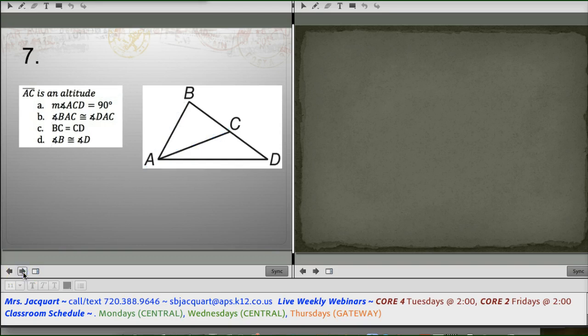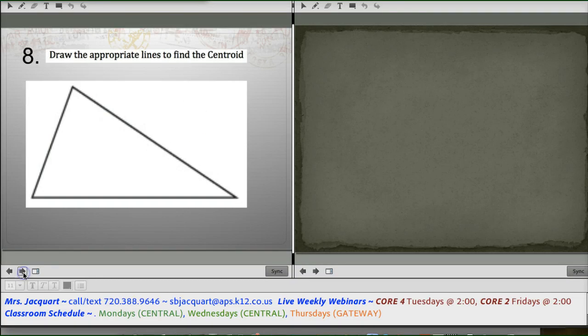Number 6, if AC is an altitude, remember we're dealing with hypotheticals here. Crazy hypotheticals. Because if AC was an altitude, that would mean that that's a right angle and that's a right angle. Which obviously it's not, but that's what it would mean. So ACD would be a right angle, 90 degrees.